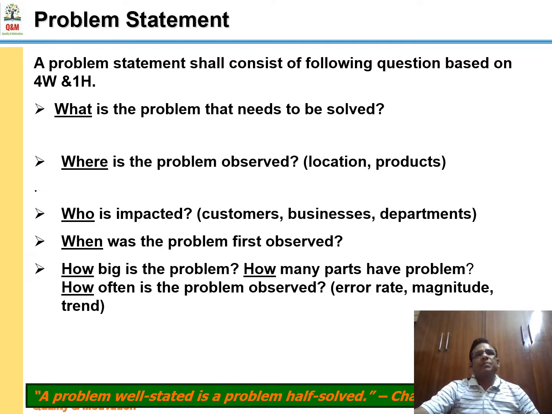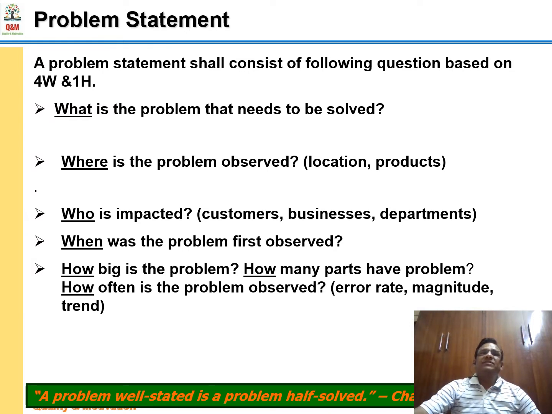So now let us understand the problem statement with the help of 4W and 1H. In 4W 1H we have what, where, who, when, how big, how often, how many. So let us understand each one by one. What means what is the problem that we need to solve, or what specific part has the problem, and what specific deviation is in that part.